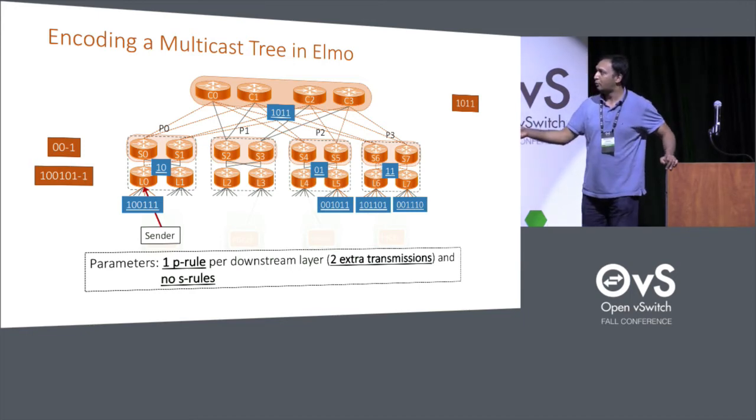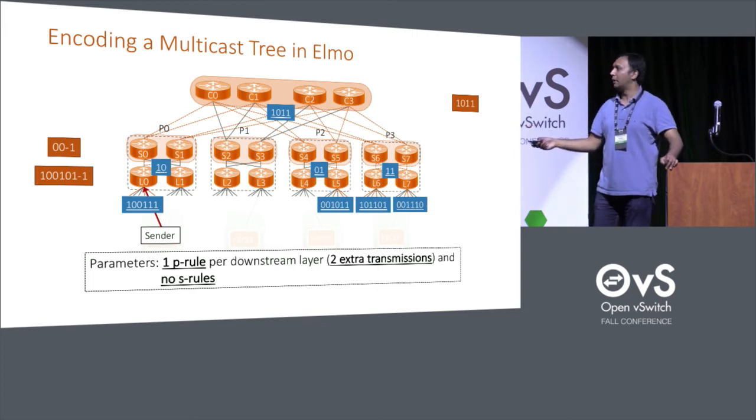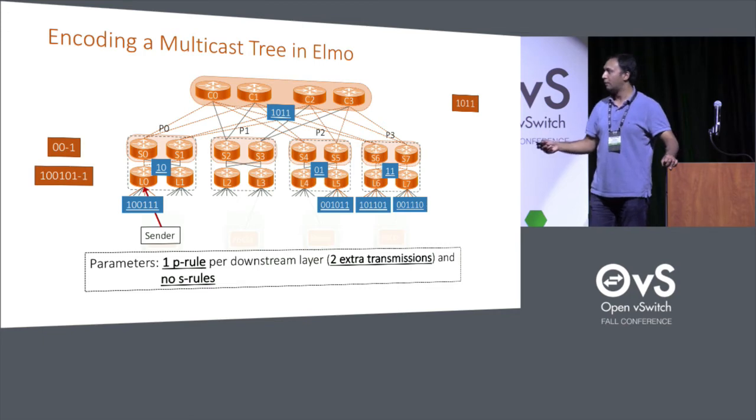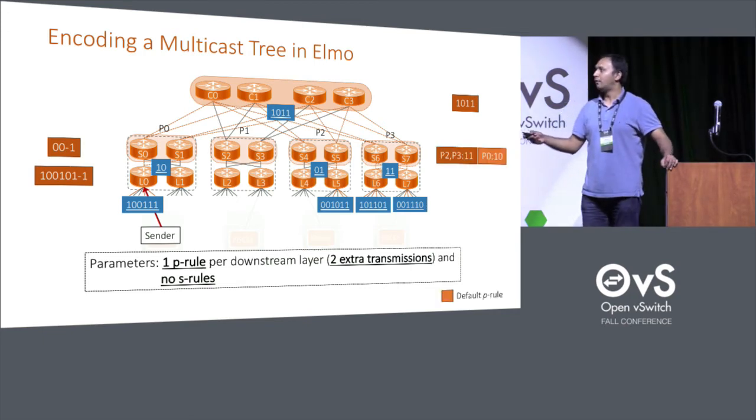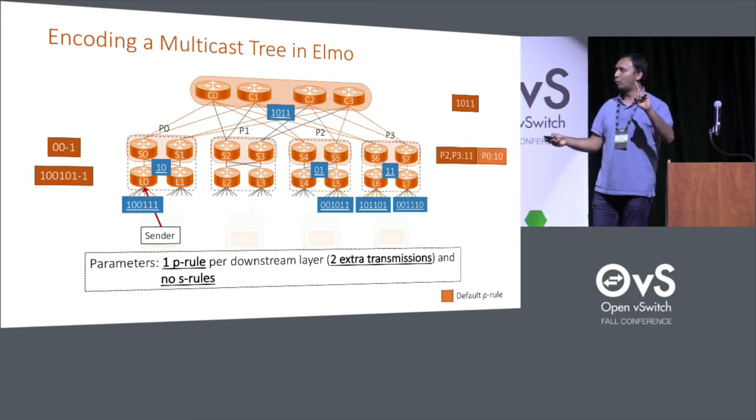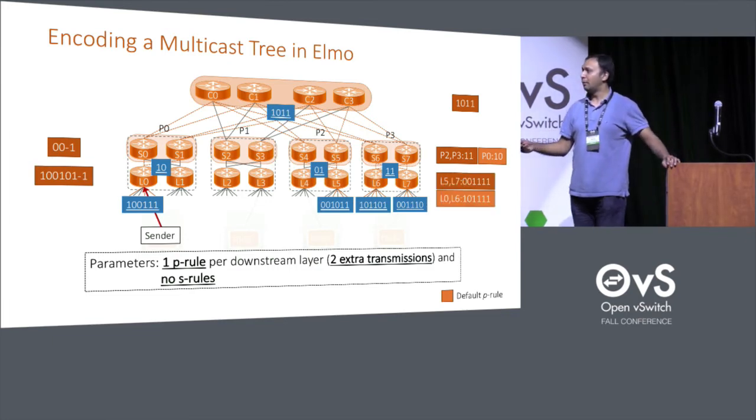Up till this point, we were only using one bitmap per layer: a bitmap here with a flag bit, another bitmap for the spine layer with a flag bit, and finally this bitmap at the core layer. And now from there, we are going backward down to the receivers. Because we only have space for 1 P rule, we assign pods P2 and P3 together as a P rule, and use a default P rule to assign the remaining leftover pod P0.